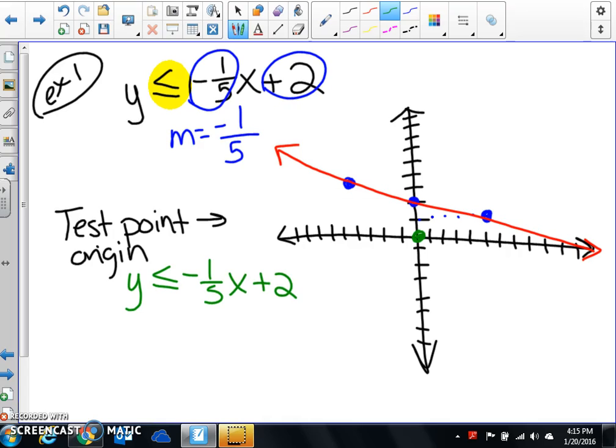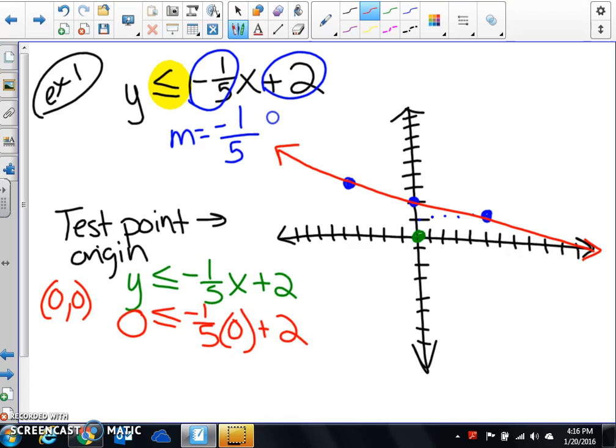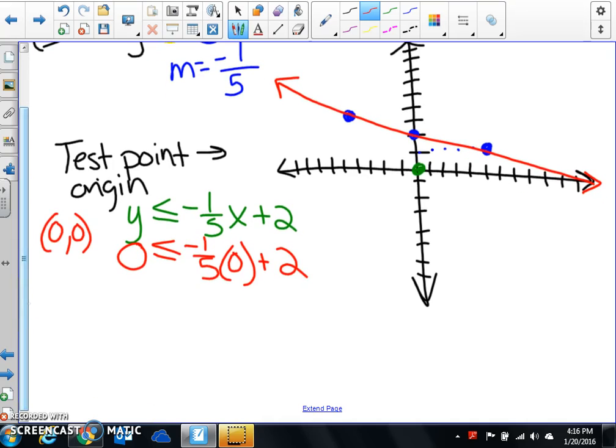The reason I want to use the origin is because it's the easiest point. That's the point 0, 0. So I plug in my information. Y equals 0. X equals 0. Okay, so now I simplify. Negative 1/5 times 0 is 0. 0 plus 2 is 2.